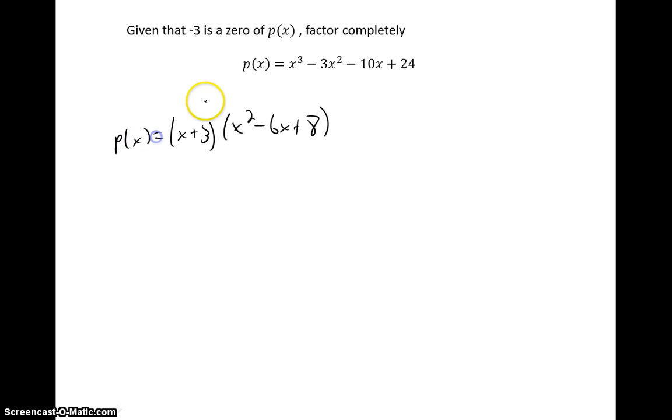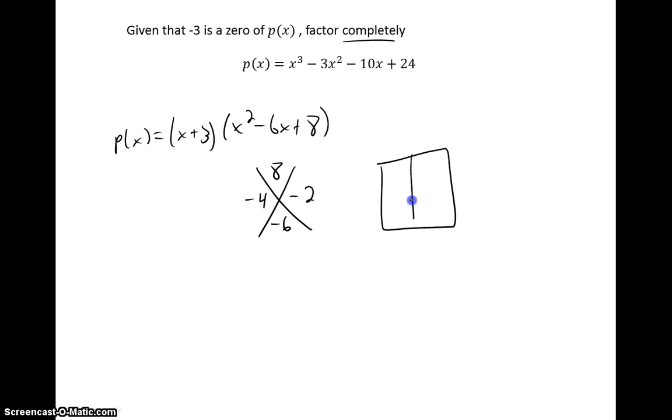But the problem says to factor it completely, so we have to factor this quadratic as well. We can do that with an x box. 8 times 1 is 8. B goes in the bottom, negative 6. So we need two things that multiply to 8 but add to negative 6. I think negative 4 and negative 2 will do the trick, because they multiply to 8 and add to negative 6. So I'm going to make our box like that.